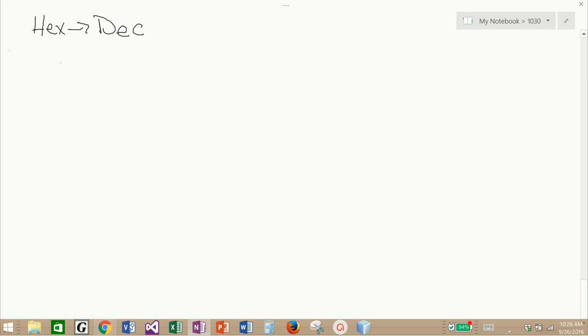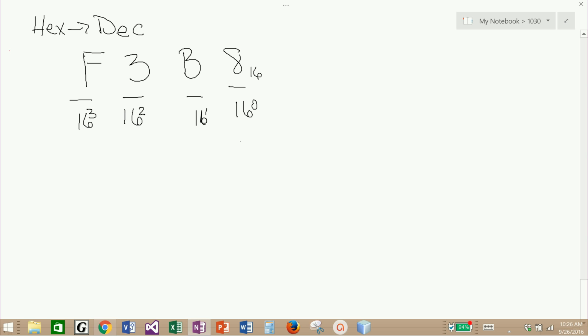So let's do one more. This time we're going to do something a little bit larger. How about if we try F3B8? I'm going to write them separated a little bit just because I know that I'm going to need to find positional values. I'm just going to give myself a little bit of room. So I'm going to find the positional value of each one. Once I have each of the positional values, I'm going to multiply the positional value by the value that is sitting there.